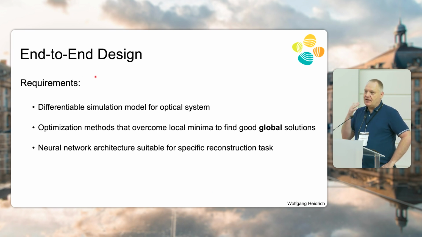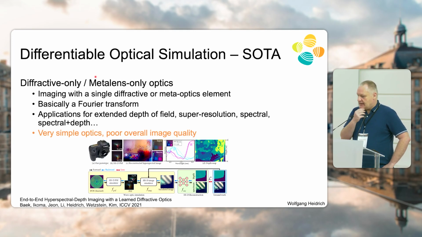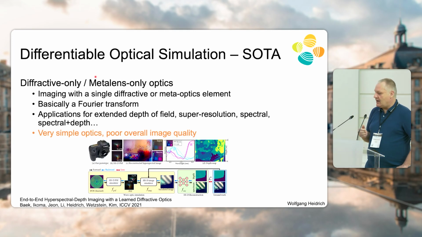And then finally, we have neural network architectures for doing the computational part. Now, I'm not going to focus on that because the reality is that there are lots of neural network architectures being proposed for different reconstruction tasks, and most of the time you can just start with the best existing models for dealing with hyperspectral images, for example, and plug it into this pipeline and just work with that. Okay, so let's talk about where we are with respect to these differentiable optical simulations.